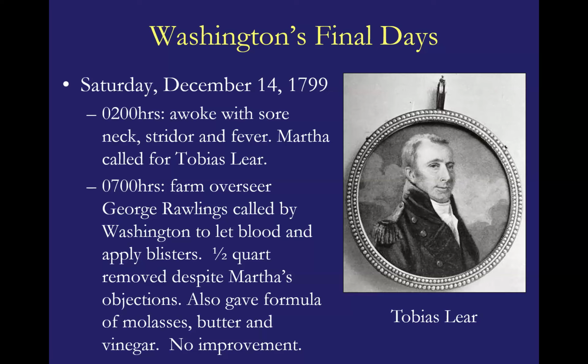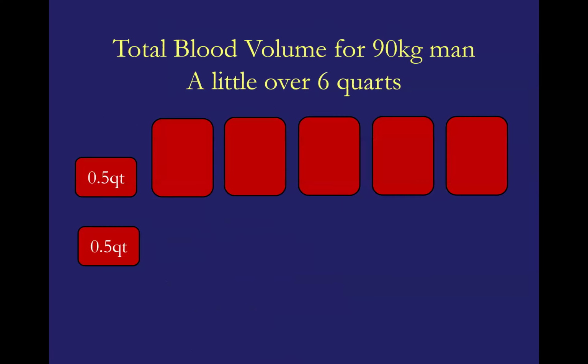And they also noted that they removed this quart of blood despite Martha's objections. She didn't believe in venesection to the same level the other men did. Also, they gave him a formula of molasses, butter, and vinegar. Still, he did not develop any improvement.